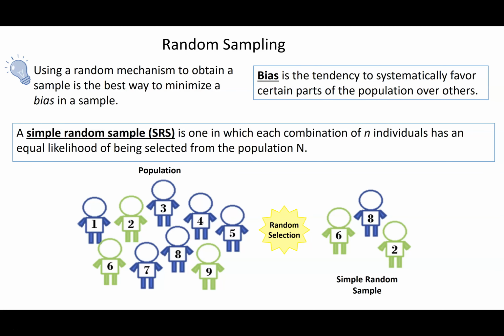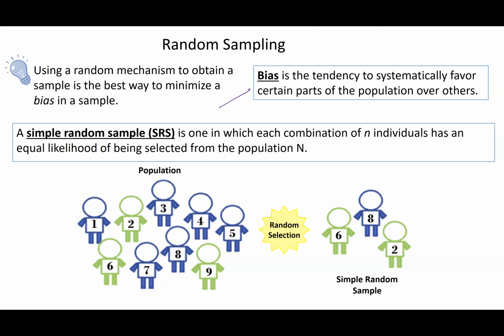Okay, so what we mean by random sampling. Random sampling uses a random mechanism such as a random number generator or a random number table if you have a really old copy of a stats book. It's really old school. Most people don't use those anymore. I did back in the day, but it's been a while. So you use a random mechanism to obtain your sample, and this is so that you can minimize bias.